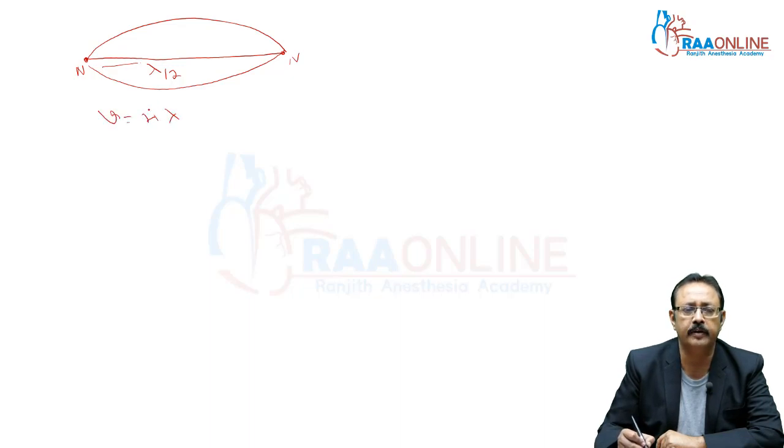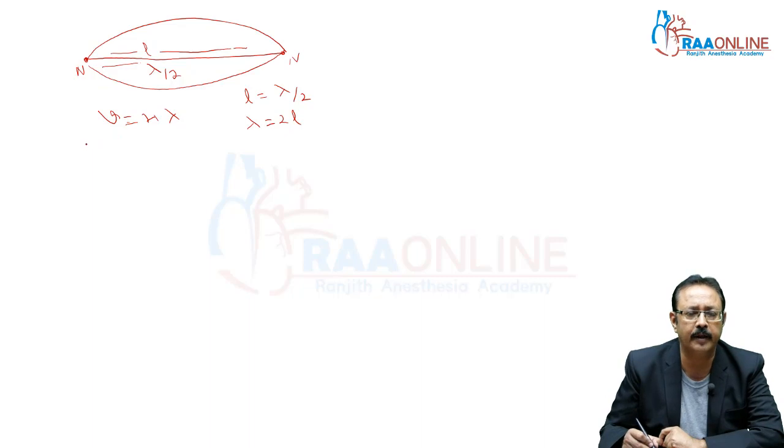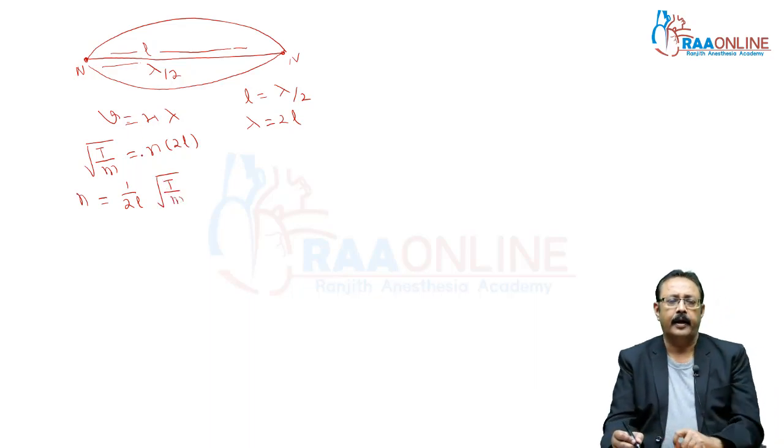If the length of the sonometer wire is L, in this case L is equal to lambda by 2. So lambda will become 2L, but the velocity of waves in a string is given by root T by M. And lambda is 2L. So what are we getting? We will get a sound of frequency 1 upon 2L, root over T by M. T is tension in this string and M is the mass per unit length of string.